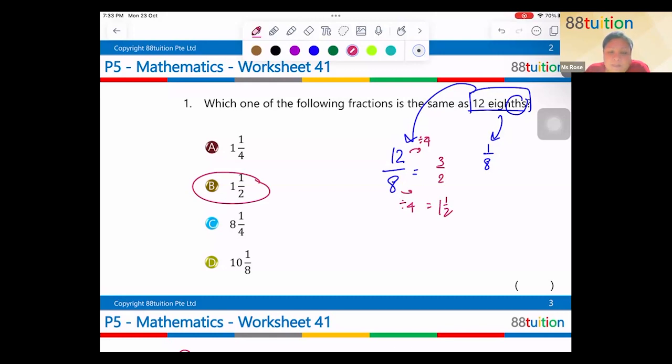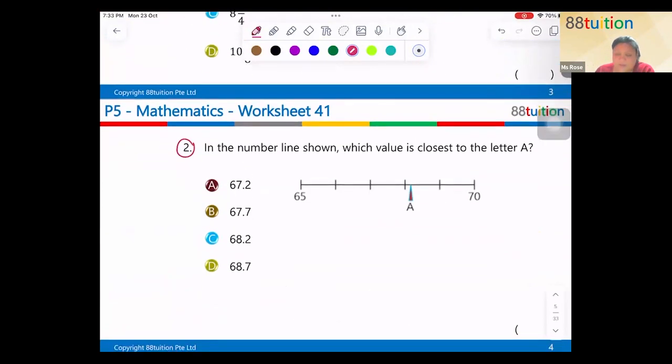Now, the next question. All right, question number 2. This is the question where most of you got it right. In the number line below, which value is closest to A?